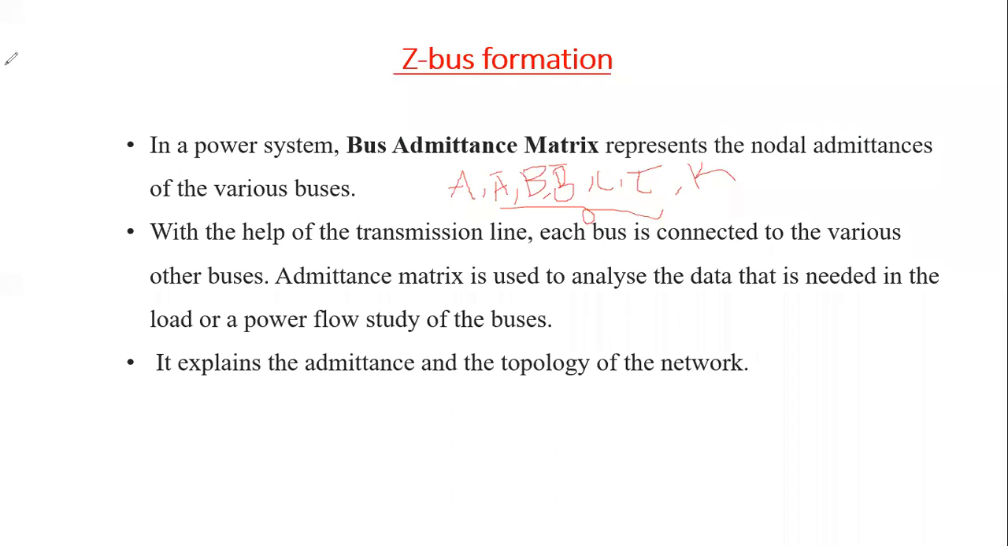Suppose we have a small number of nodes. In that case, for simplifying the equations of the network, we use the KVL and KCL process. But as we increase the number of nodes in the power system, we use the incidence matrices, that is A bar, B bar, C bar, and K.